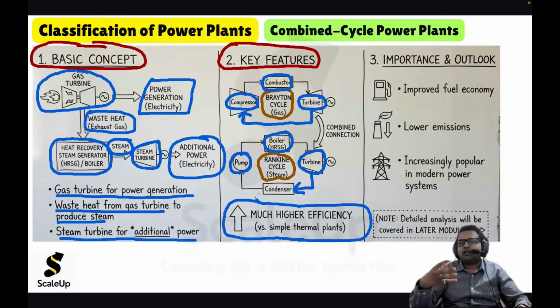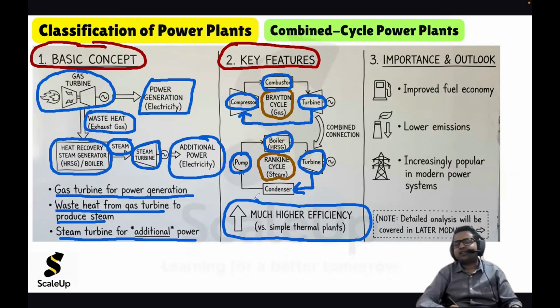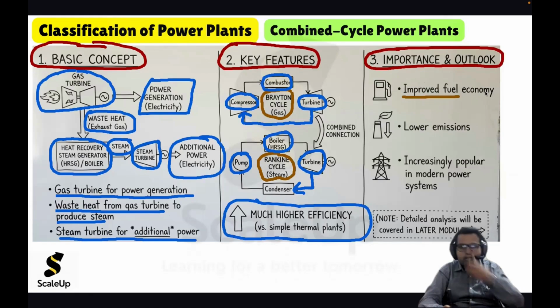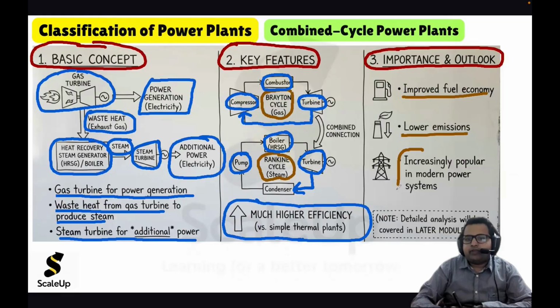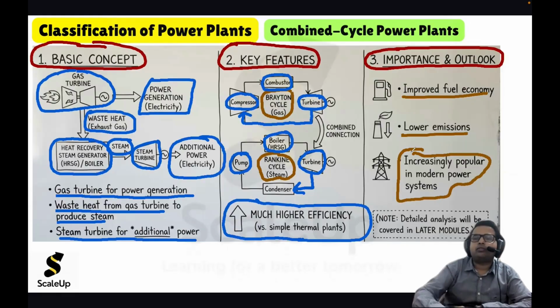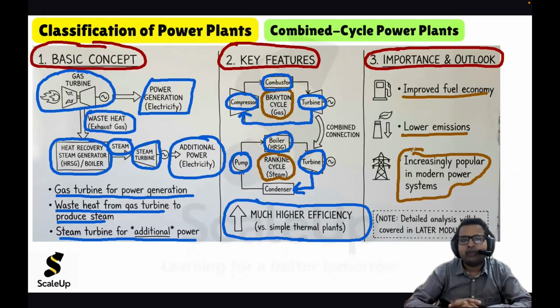And the boiler is getting heated with the excess heat, waste heat from the previous process. So no need for us to burn any additional fuel. So that's how it works. If we talk about importance and outlook, definitely you can say that improved fuel economy, that's very evident, lower emissions, and it is increasingly popular in modern power systems. In modern power systems, combined cycle power plants are becoming very popular.